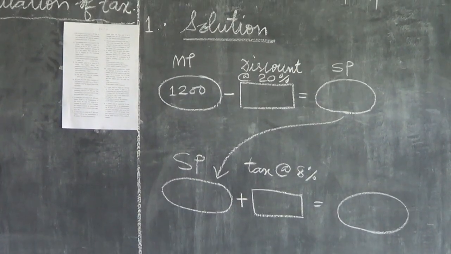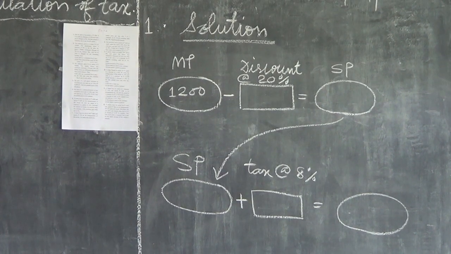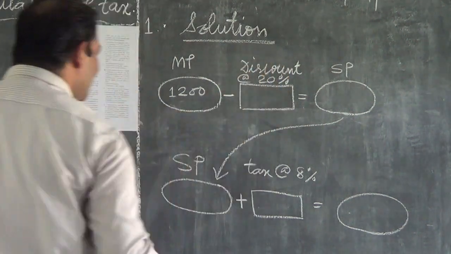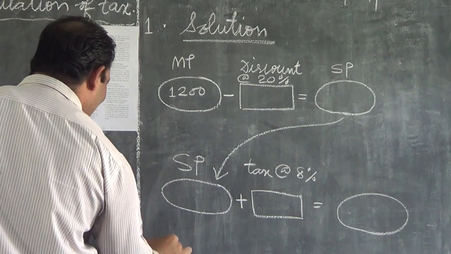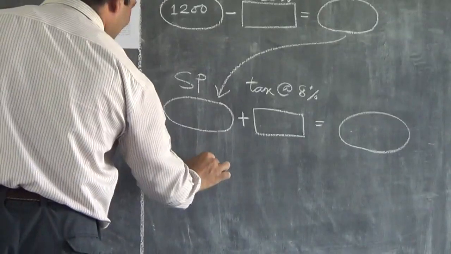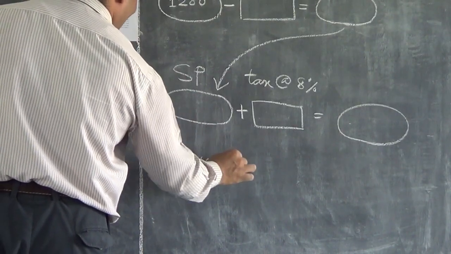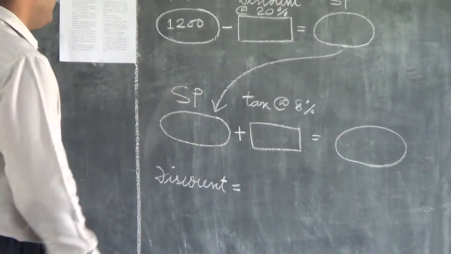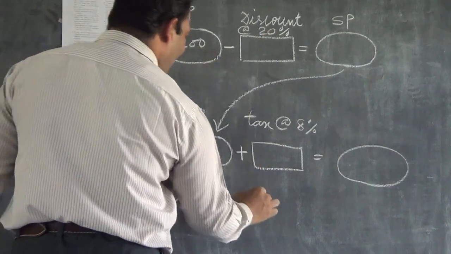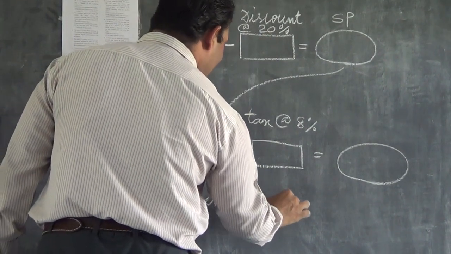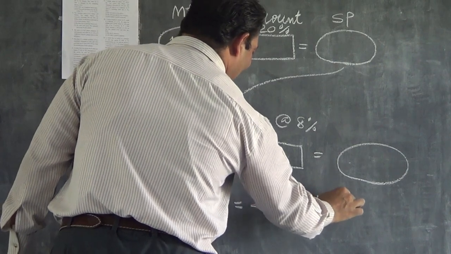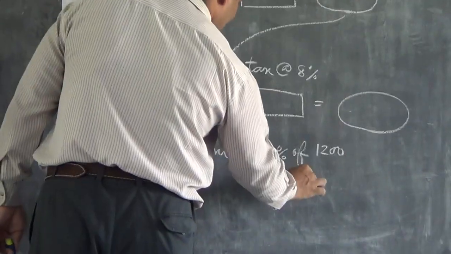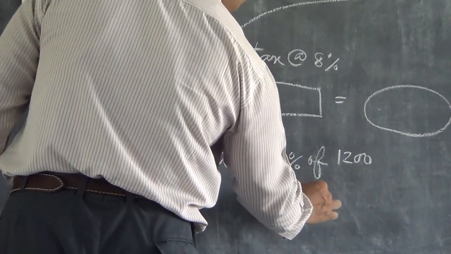So we have to solve the problem in 2 steps. This is already given to us. So I can calculate here discount equal to, I am seeing the model and writing, that is why I am not writing the statement here. Discount equal to 20% of 1200. That is 20 by 100 into 1200.